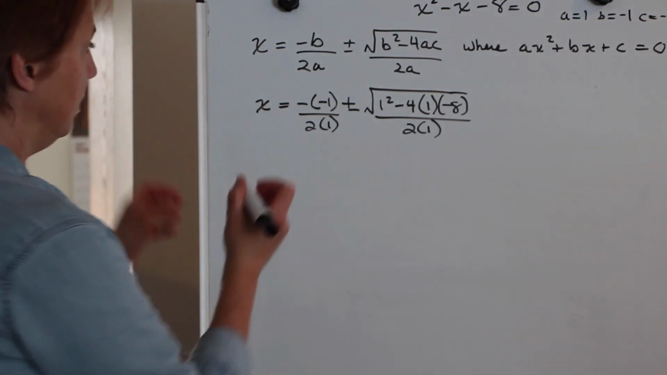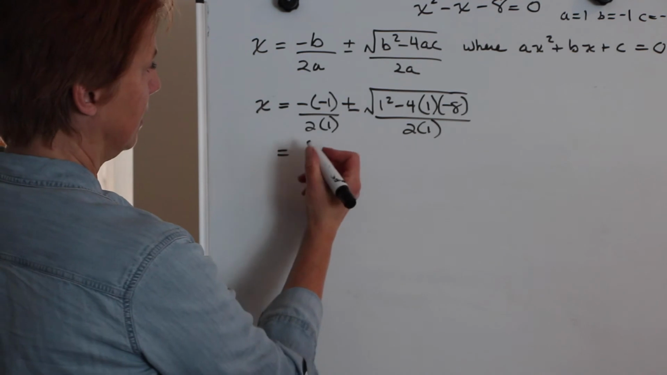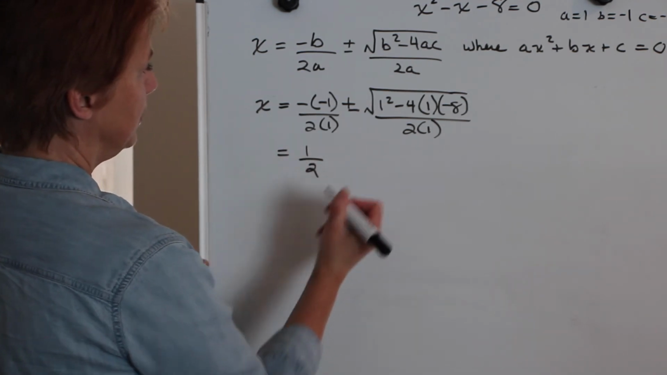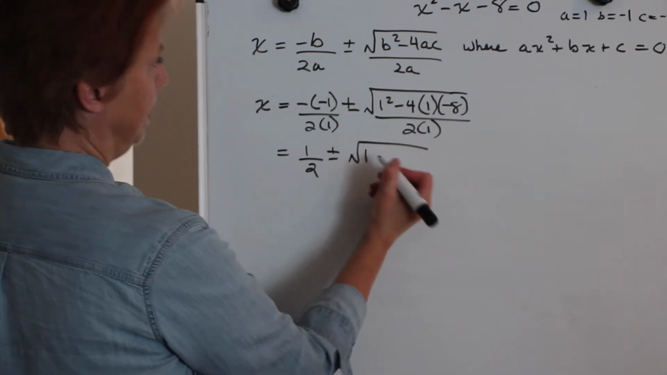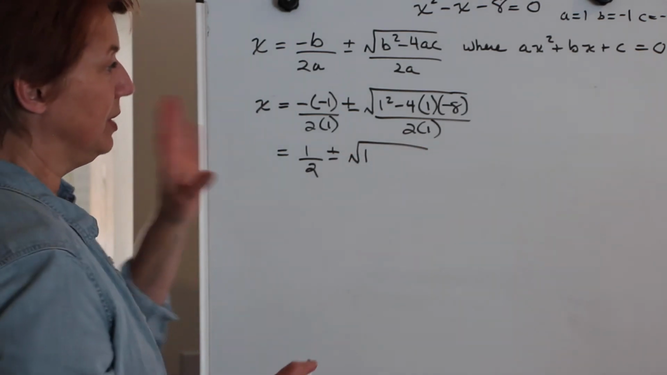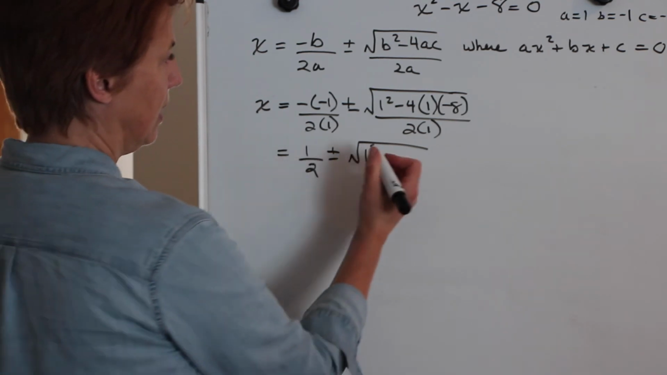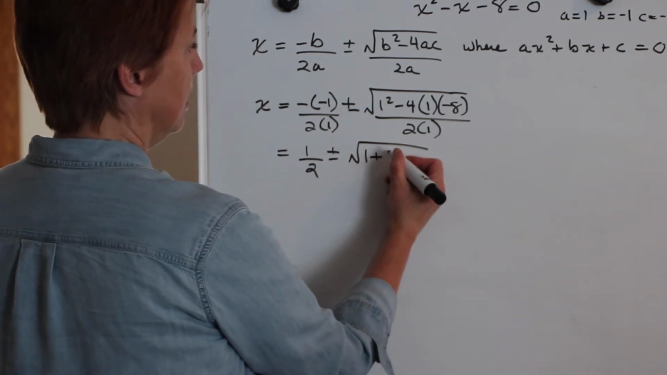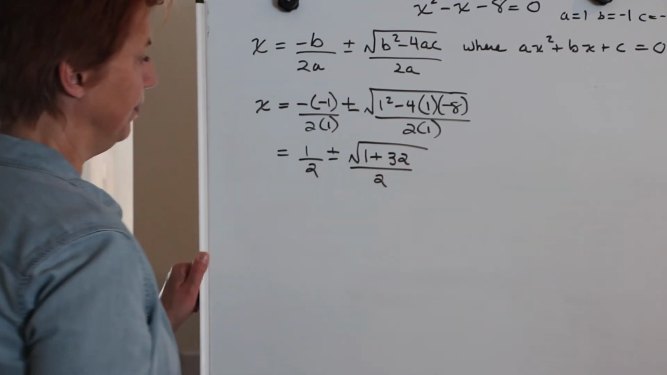Okay, then we carry on. The 1's cancel, so to speak, so do the negatives. So we just end up with 1 over 2 there, plus or minus... So square that first number and then stop and count how many negatives you have. We have 2 negatives, which means we're going to be adding. And 4 times 8 is 32, and that's divided by 2.